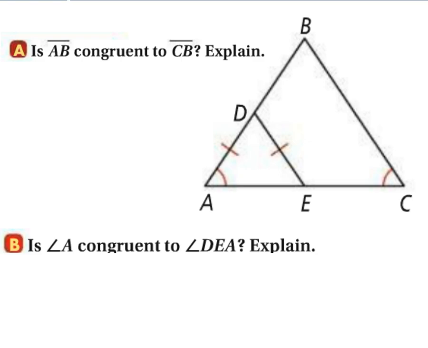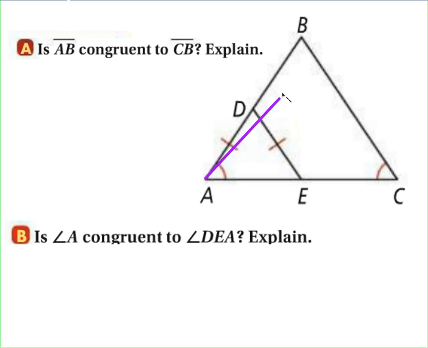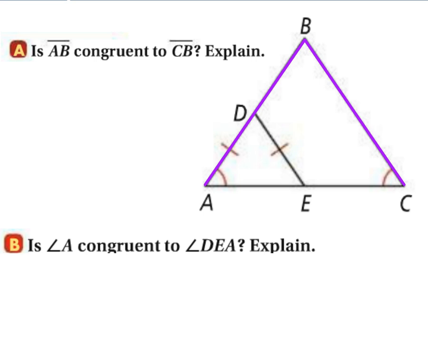We're going to use those theorems to go through and explain why certain parts of triangles are congruent. So the first one is AB congruent to CB. That is these long sides right here. So I want to know, are the purple sides congruent? So thinking about those two theorems, the first one said if I had sides congruent, then my angles were congruent. But I don't know if AB and BC are congruent, so I can't use the first theorem.